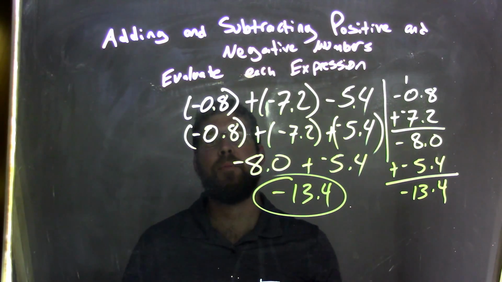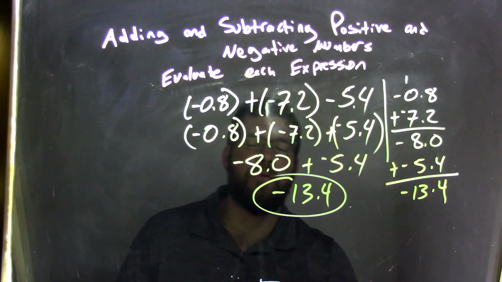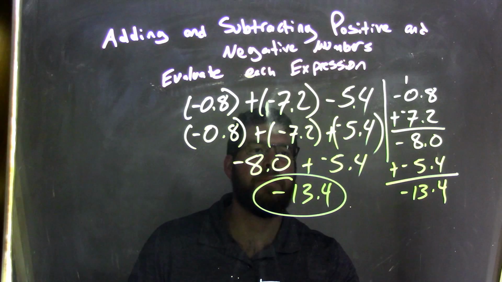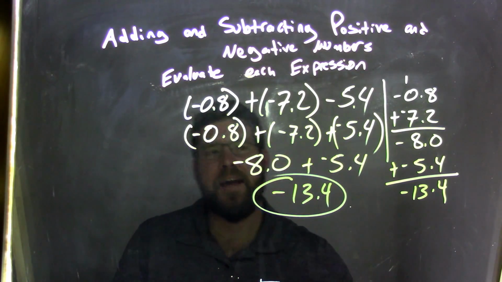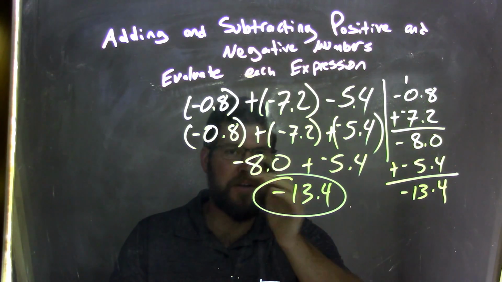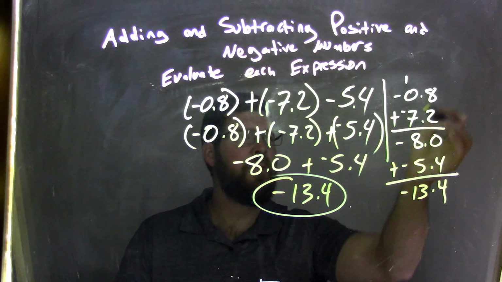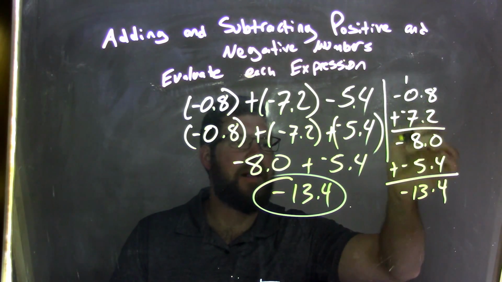So again, let's recap. We start with negative 0.8 plus a negative 7.2 minus 5.4. I rewrote that minus 5.4 to be plus a negative 5.4. I then combined the negative 0.8 and then negative 7.2. Now, if you can do that in your head, you don't need to do this whole thing. We just know it would be negative 8.0, right? 0.8 plus 0.2 is 10, 0, carry the 1, and then 1 plus 7 is 8, bring down the negative.